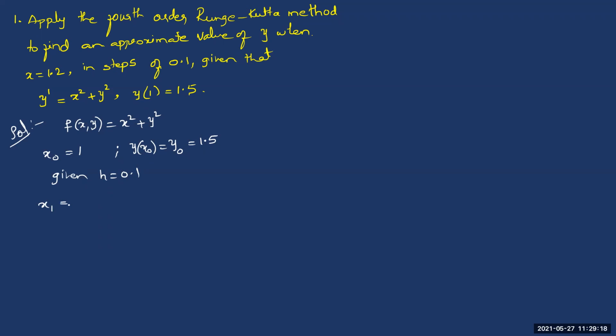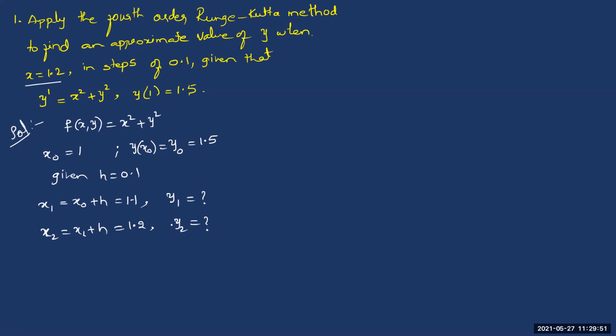1.1. Yeah, it is always x naught plus h. So x naught is 1 and h is 0.1, so it is 1.1. Then x2, in a similar way, is x1 plus h, which is 1.2. The question is to calculate y when x is 1.2, in the sense that you're asked to calculate y2, y at x2. But to calculate y2, we must know what y1 is. So let us calculate y1 and then we can calculate y2.